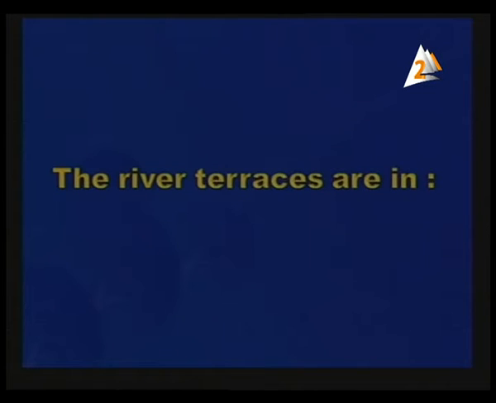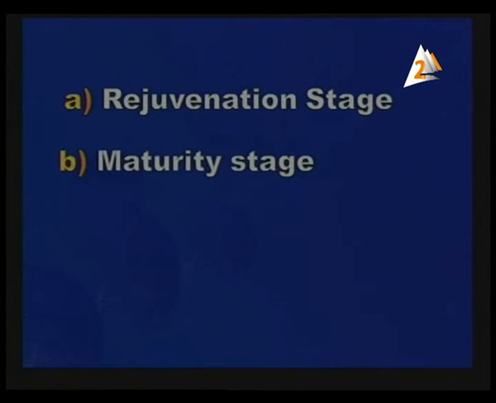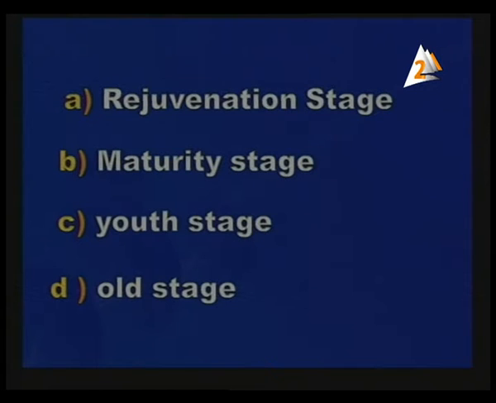The river terraces are in which stage? Is it the rejuvenation stage, mature stage, youth stage, or old stage? We know that the river starts making its terraces at the rejuvenation stage, which is the first choice.